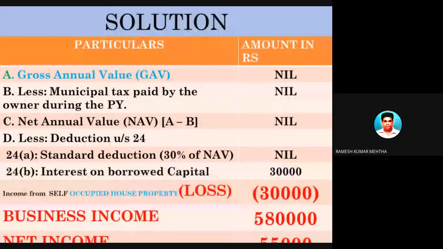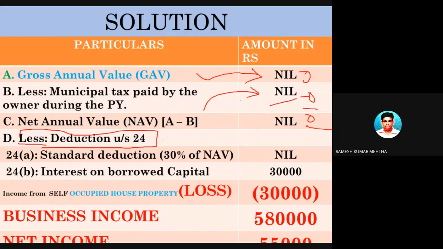Now let's find out the solution. As I already told, if there is a self-occupied house property and the house property is occupied by him throughout the financial year, then the gross annual value is nil. The municipal taxes, even though he paid, will be kept as nil. Just ignore it. So 0 minus 0 is equal to 0. Now, under section 24 of the Income Tax Act, standard deduction at the rate of 30% on NAV is allowed, but in this case, as anything into zero is zero, 0 minus 0 is 0.